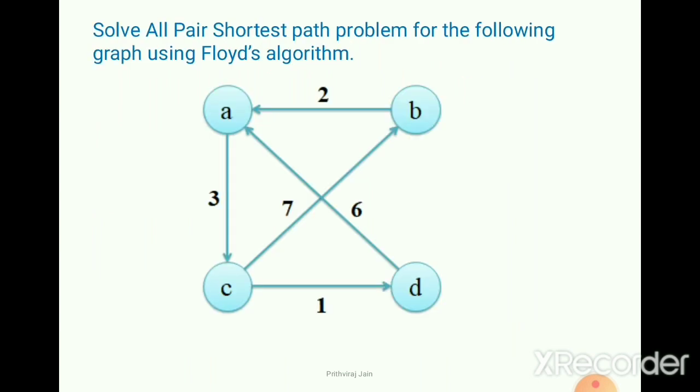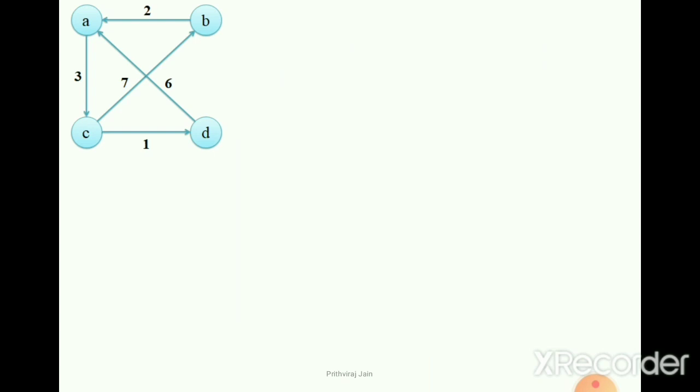This is the given problem. Solve the all-pair shortest path problem for the given graph using Floyd's algorithm. Let us take the graph first. First thing is we have to calculate the weighted matrix for the given graph. Now the weighted matrix is nothing but, if there is an edge from one vertex to another vertex, we have to note down the cost associated with that particular edge.